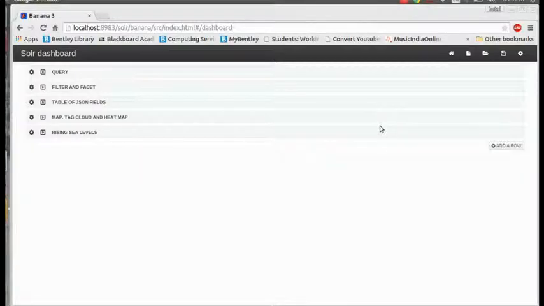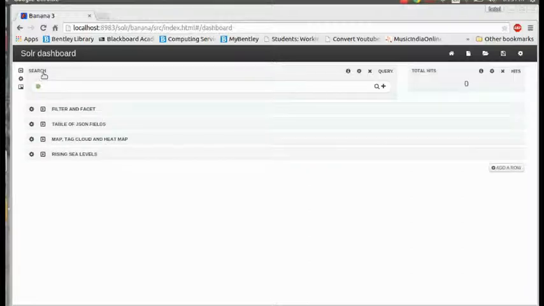The second visualization technique used is Banana, which uses data that is indexed using Solr, and we can visualize it using the panels provided by Banana. So here we use the query panel first, where we can type whatever text we want to search. Say the first query is regarding global warming.